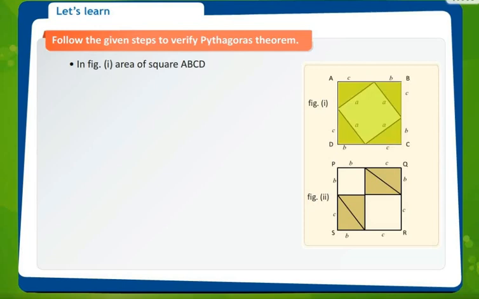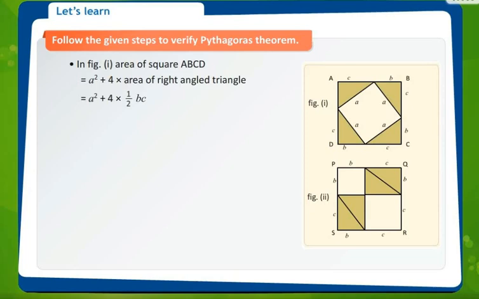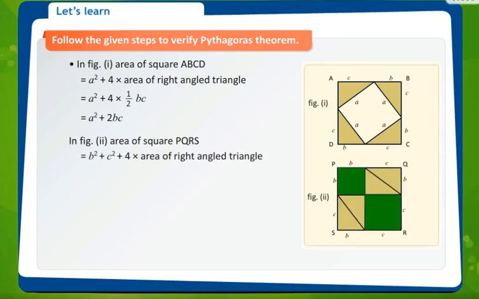Then we observe that in figure 1, the area of square ABCD will be A square plus 4 into the area of right angle triangle, since 4 right angle triangles form. That is equal to A square plus 4 into half BC. Area of right angle triangle is half base into height, that is half BC. Now 4 into half is 2. So the area of square ABCD is A square plus 2BC. Now the area of square PQRS is B square plus C square plus 4 into the area of right angle triangle. Again it will be half into BC. Now since it is half of 4, so B square plus C square plus 2BC.